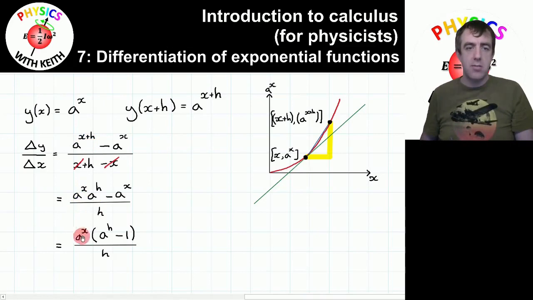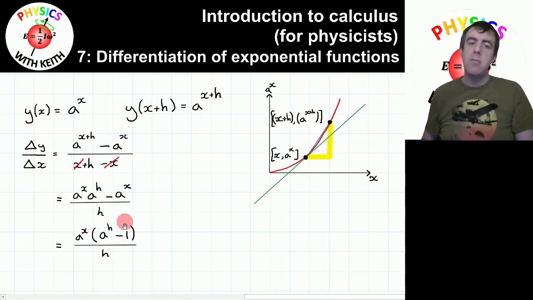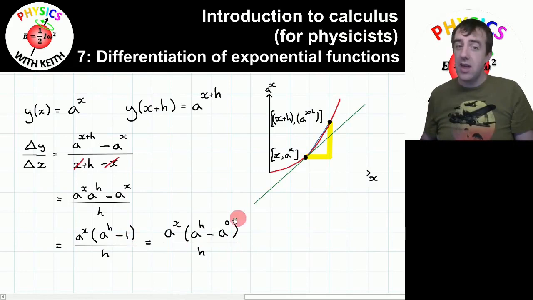Now, the a to the x can be factored out like this. And now here's a really clever bit. Anything raised to the power of 0 is equivalent to the number 1. So we can write that like this.